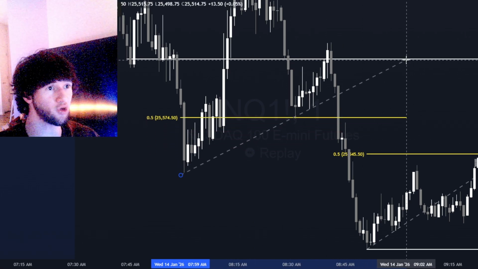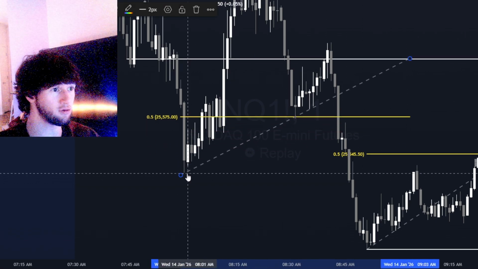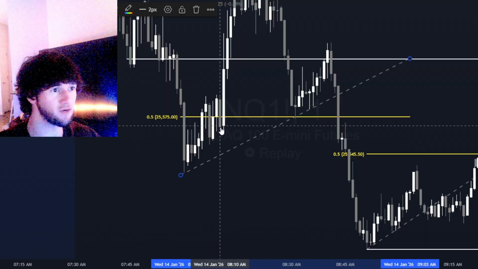The reason why I didn't take this retracement is because when you mark the 50% range from the orb low to the swing low, you'll notice that there is no inverse fair value gaps to take.